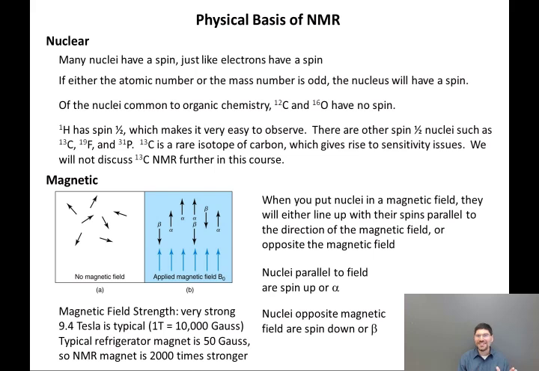Now, you can go be a physicist and define Teslas in terms of fundamental physical constants. I don't want to do that. What I will tell you is 1 Tesla is 10,000 Gauss. Well, Gauss is also a unit of magnetic field strength that's defined in terms of physical constants. That's also not particularly useful to me. What is useful to me is the fact that a typical refrigerator magnet has a magnetic field strength of about 50 Gauss. So now I could say that an NMR magnet is about 2,000 times stronger than a refrigerator magnet.